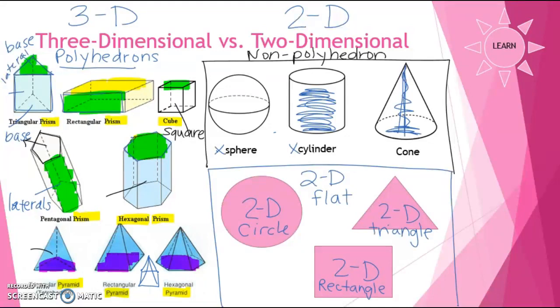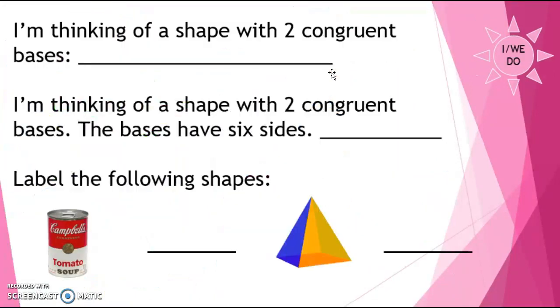You might want to pause the video, boys and girls, and take notes, because it's important for you to understand that prisms and pyramids are polyhedrons, and it's because they have bases and faces, and their lateral sides and their bases are different shapes. These shapes are not polyhedrons because their sides are curved, even if they have a base. Okay? So let's try to figure out what these next shapes are in the I do, we do.